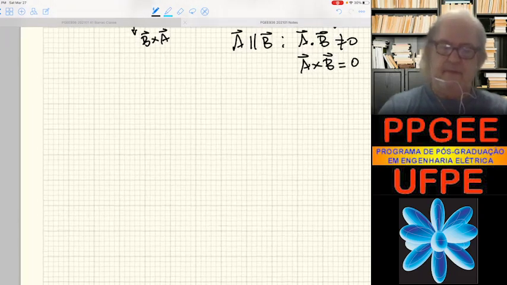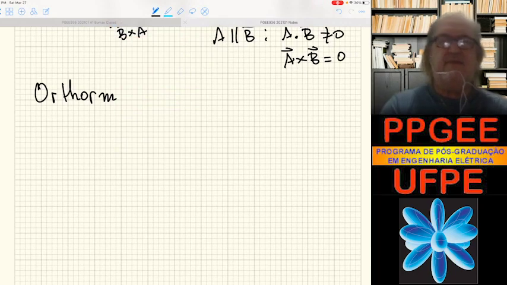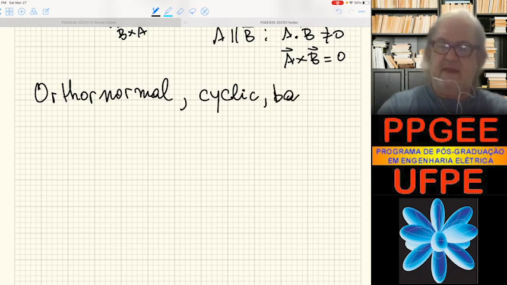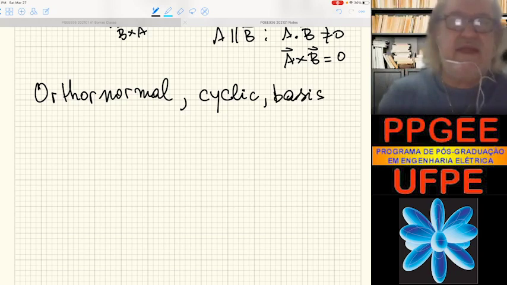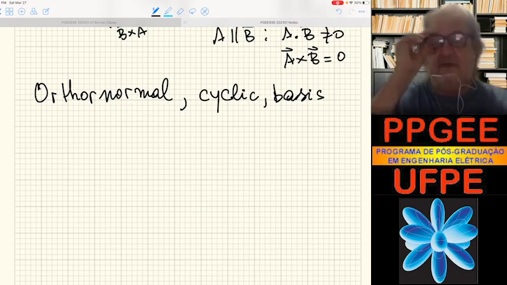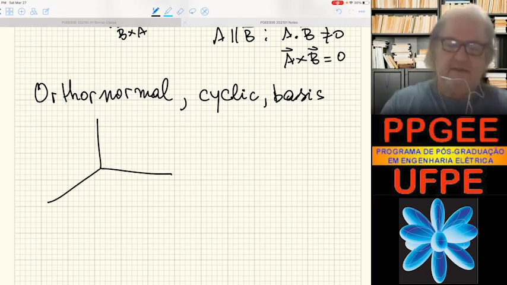What would that be? First of all, we are going to define a set of three mutually orthogonal lines. Orthonormal. In addition to orthonormal, also a cyclic basis. A basis of versors in which we can decompose vectors, so as to obtain easier methods to do algebra with vectors. So you're going to choose three mutually orthogonal directions. Let's call those directions 1, 2, 3.